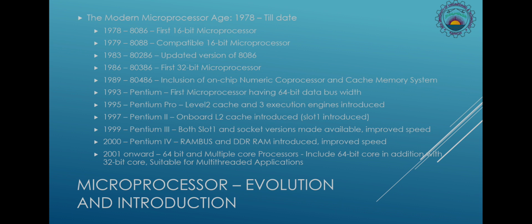Then, with the invention of the 8086 microprocessor in the year 1978, the modern microprocessor age starts. 8086 was the first 16-bit microprocessor, but at that time all the systems had 8-bit microprocessors, and the microprocessor communicated with external devices by using an 8-bit data bus.